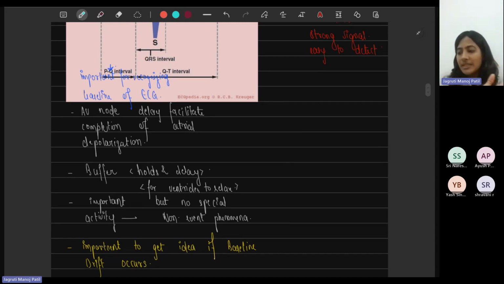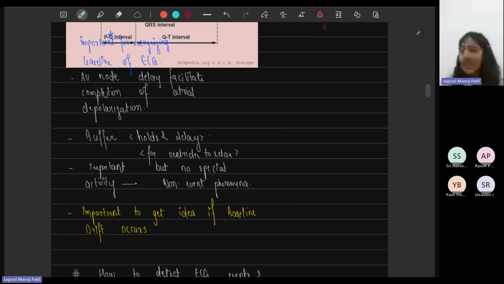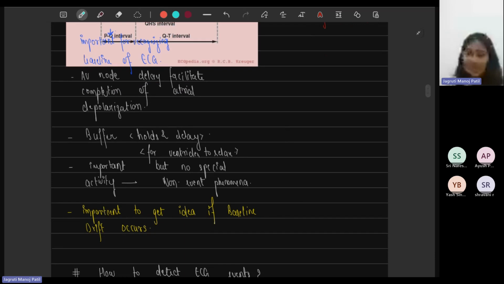So it's important in a way, but it's not that special. The activity over here is also not related to any event. It's just to ensure that everything is going on well and the process is functioning smoothly. That's it. Also, it's important to get an idea of the baseline and whether any baseline drift occurs, that is, any variations of the PQ, just in case of any pathology.